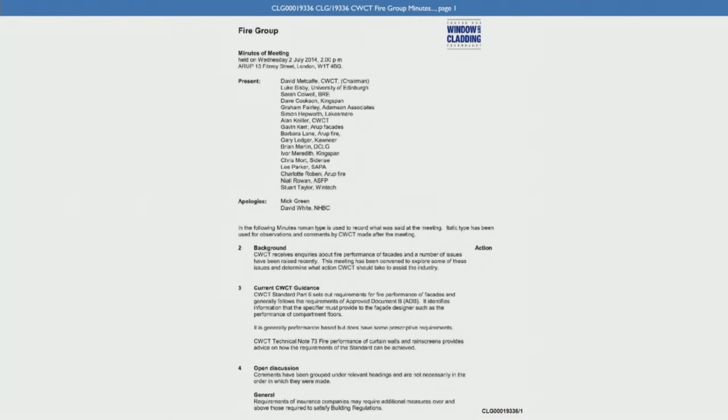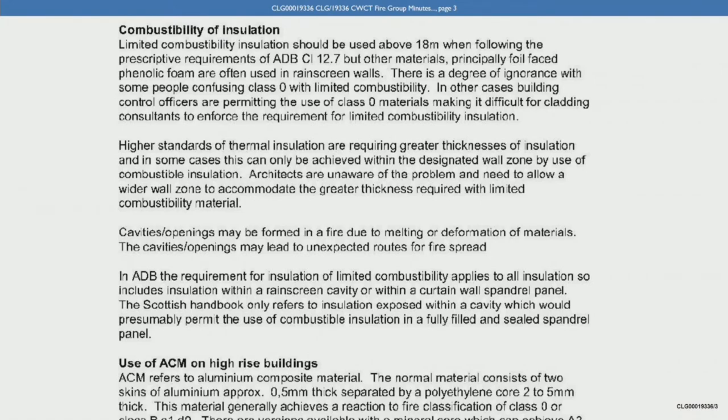If we go to page 3 first, please, you can see that there's a section at the top of your screens which says combustibility of insulation. And I'll read it to you. Limited combustibility insulation should be used above 18 metres when following the prescriptive requirements of ADB, clause 12.7, but other materials, principally foil-faced phenolic foam, are often used in rainscreen walls. There is a degree of ignorance with some people confusing class naught with limited combustibility. In other cases, building control officers are permitting the use of class naught materials, making it difficult for cladding consultants to enforce the requirement for limited combustibility insulation. Higher standards of thermal insulation are requiring greater thicknesses of insulation, and in some cases this can only be achieved within the designated wall zone by use of combustible insulation. Architects are unaware of the problem and need to allow a wider wall zone to accommodate the greater thickness required with limited combustibility material.